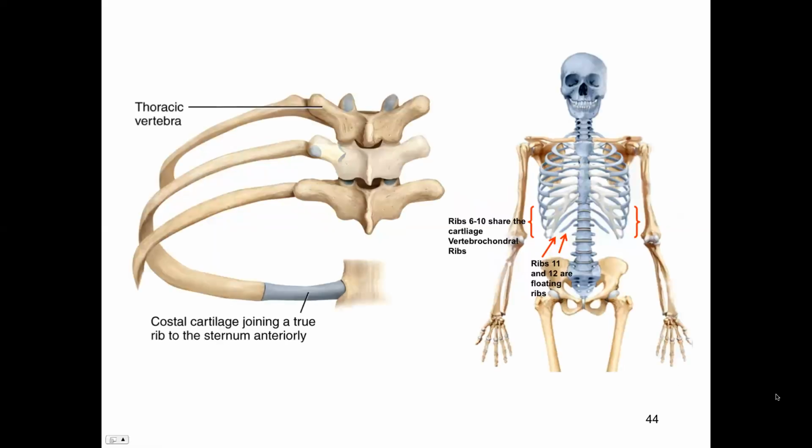So here you can see, via the costal cartilage, right? So here's the costal cartilage, and it's going to articulate with the sternum. And here again, you can see these different ribs, the floating ribs, and the true ribs versus false ribs, all right?